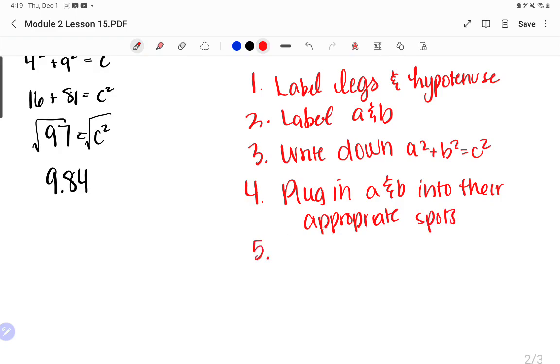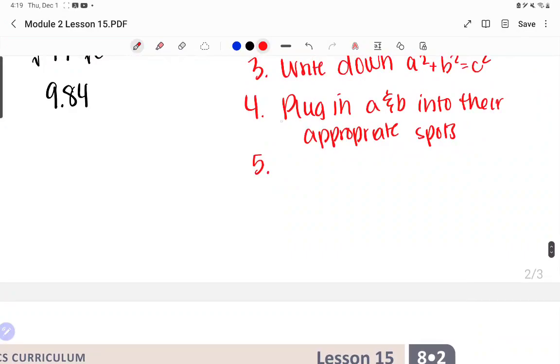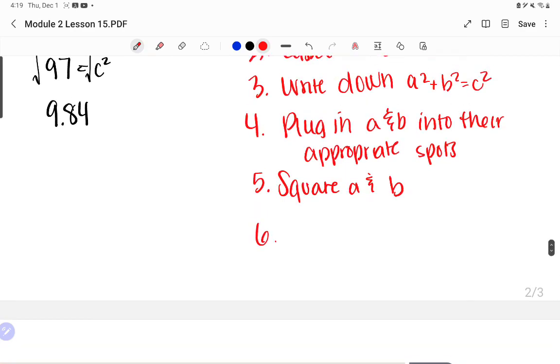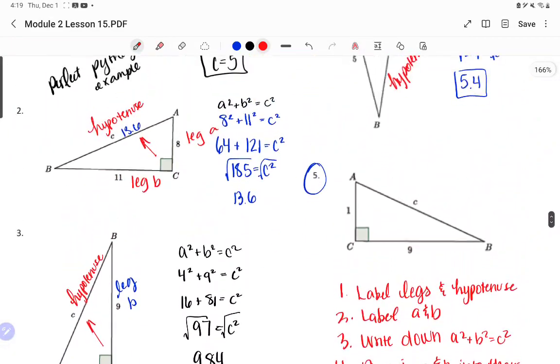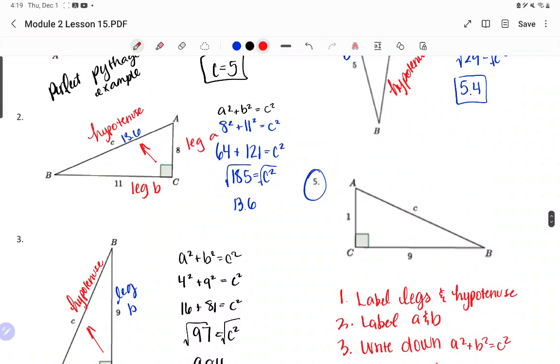And then you're actually going to square them, which remember is just multiplying them by themselves. And then for step number 6, you're going to add a squared plus b squared together. And then you're going to take the square root of a squared plus b squared, and that's going to equal c. Okay, so go ahead and do that one on your own, and then we'll come back together and do it together.